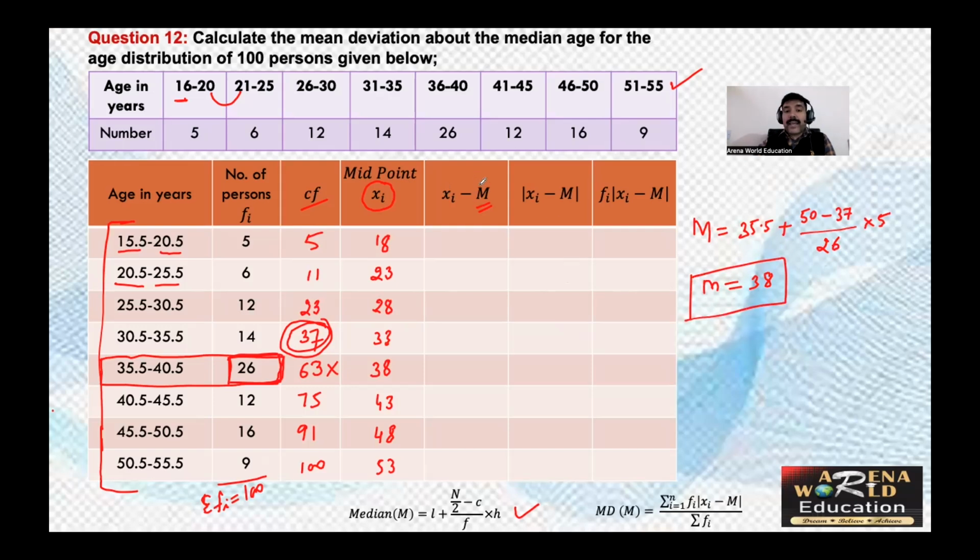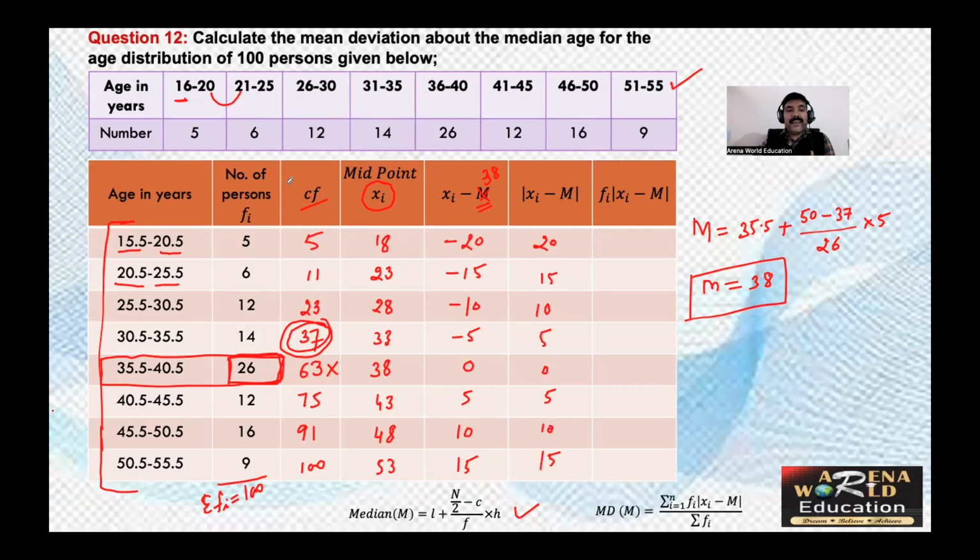Now what is the next step? Xi minus M. M means 38. So 18 minus 38, yes, it will be minus 20. Then 23 minus 38, minus 15. Then minus 10. Then minus 5. Then 0. Then 43 minus 38, yes, it will be 5. 48 minus 38, yes, this will be 10. And 53 minus 38, this will be 15. What is the next step? We will change negative into positive to find the absolute value. So yes, this will be 20, this will be 15, this will be 10, this will be 5, this will be 0, this will be 5, this will be 10, this will be 15, right?